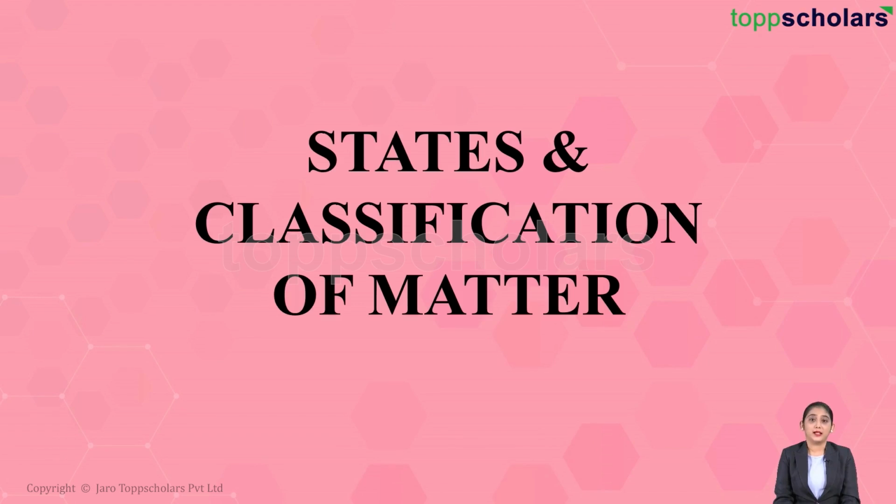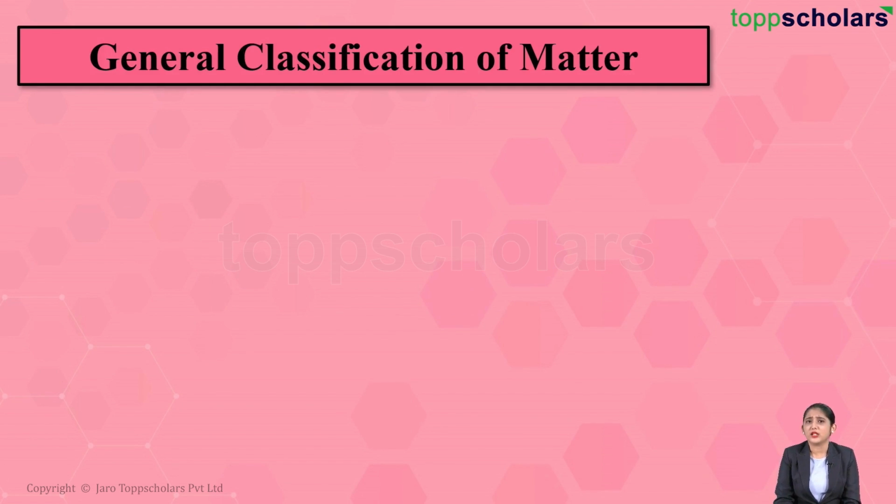Today we'll be discussing states and classification of matter. So friends, let's first start with the general classification of matter. Now friends, everything that is present around us is said to be matter, which means that matter is anything which has mass, occupies space, and we can perceive it through our senses.